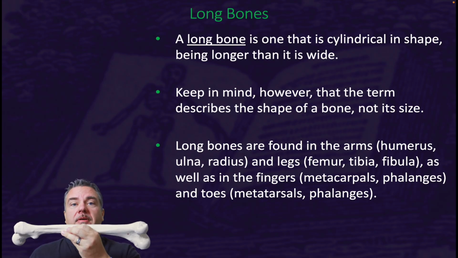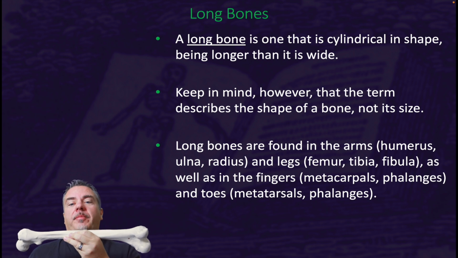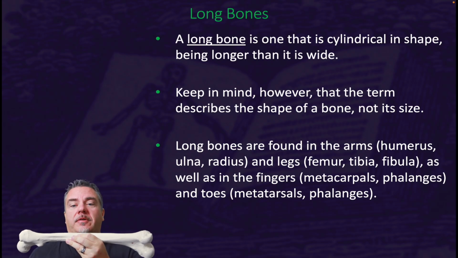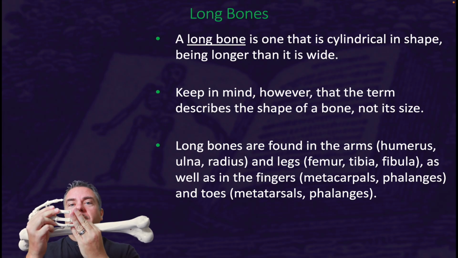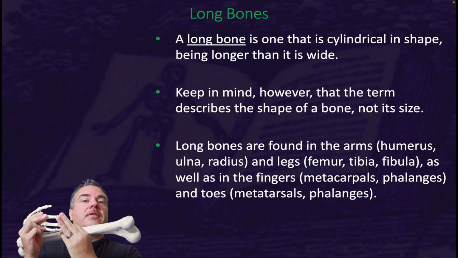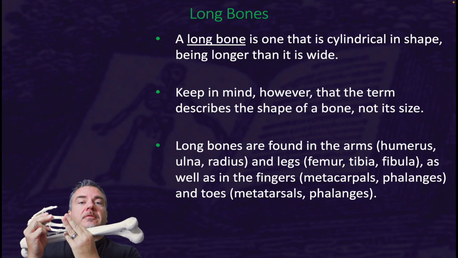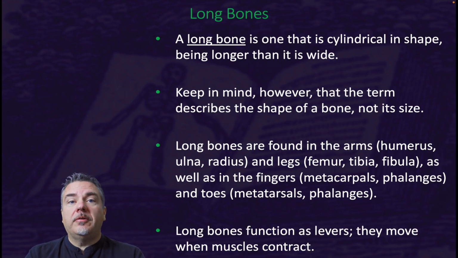For example, the femur is a long bone. Now, it's a long bone because it's longer than it's wide. That's not necessarily because of its total length. For example, in the hand, the fingers, the metacarpals and phalanges, these are also long bones. So even though this is much shorter, this is still considered a long bone because it's longer than it is wide. Long bones function as levers. They move when muscles contract.